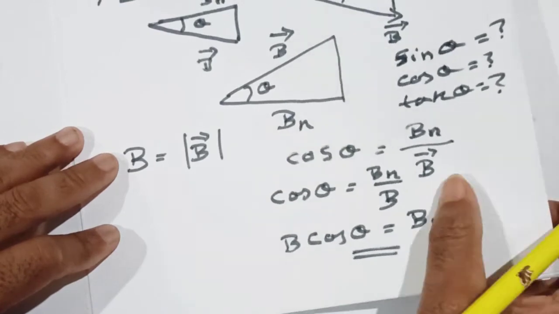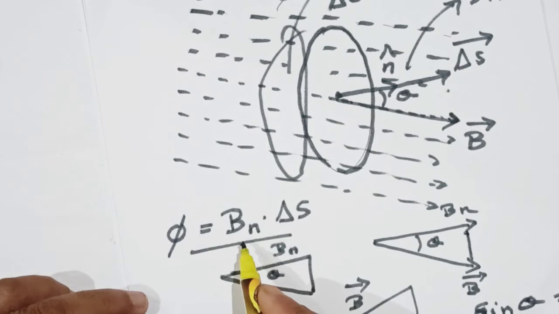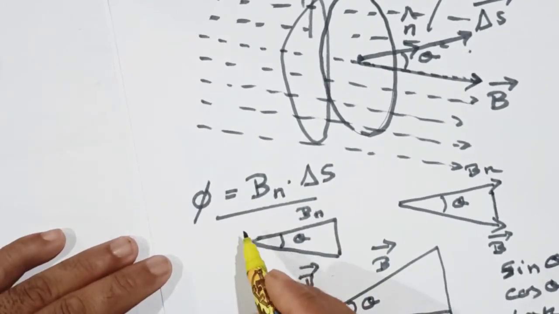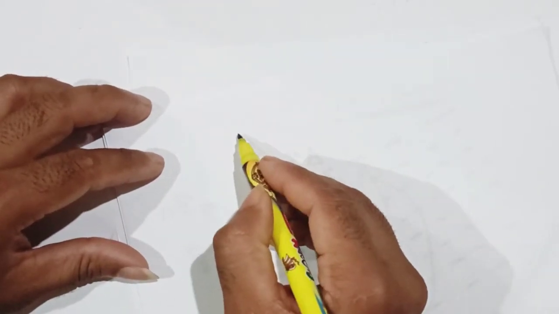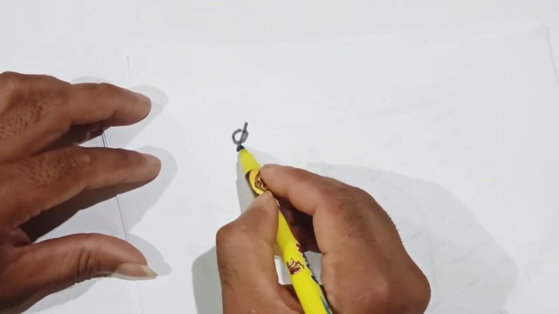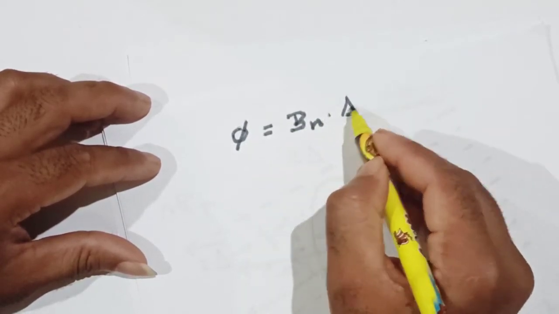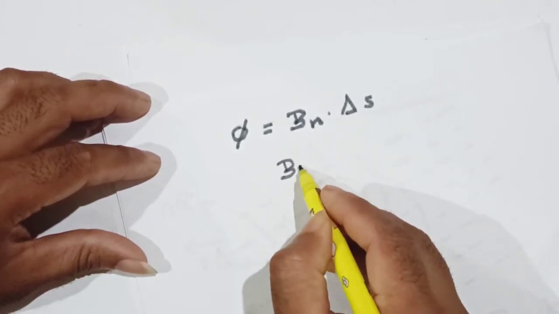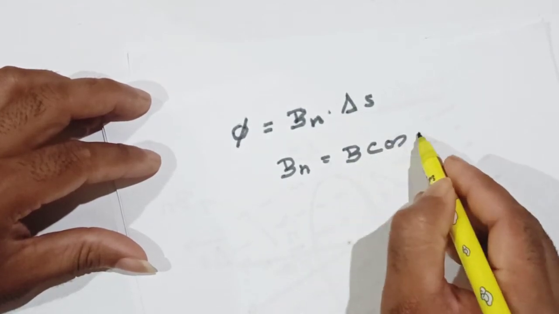So we can put the value of this here, according to the definition of magnetic flux. So we can write like this. Let me write in this page. So we know that the magnetic flux is equal to magnetic field component into the surface area. Now we already know that Bn equals B cos theta.